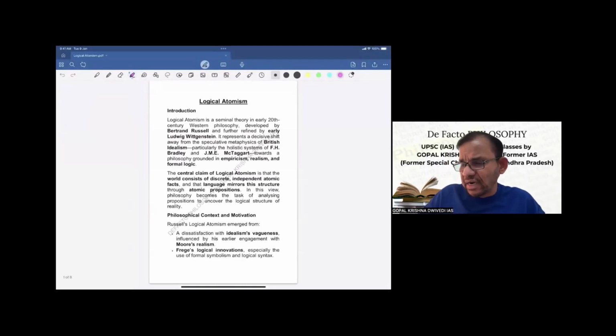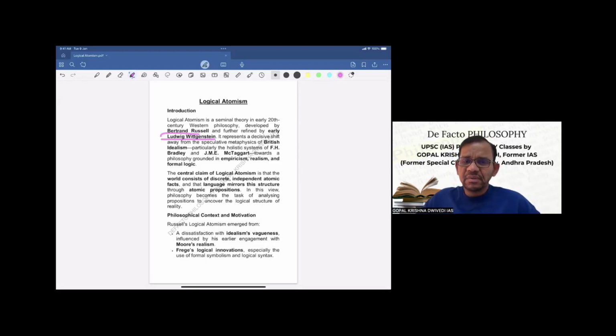Now let us try to understand logical atomism. As I told, this theory was first developed by Russell himself and then further refined by Wittgenstein. So these are the two philosophers concerned with this theory of logical atomism. And why this theory came up, basically, as you might have seen in this topic itself.